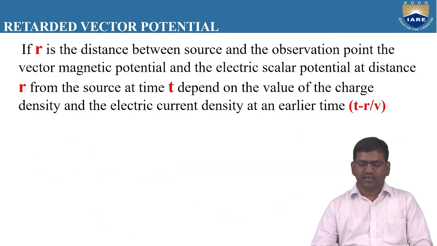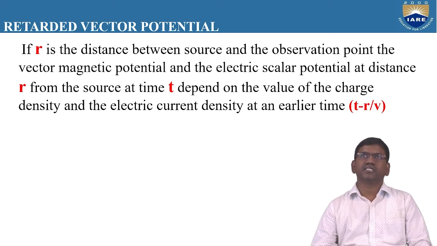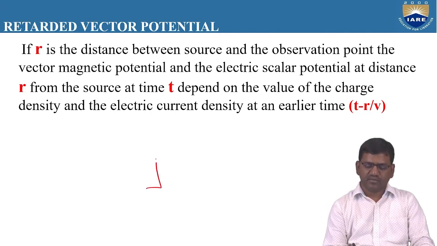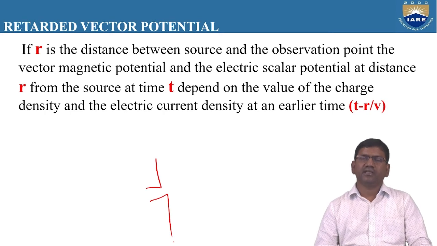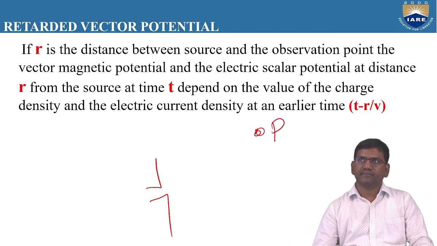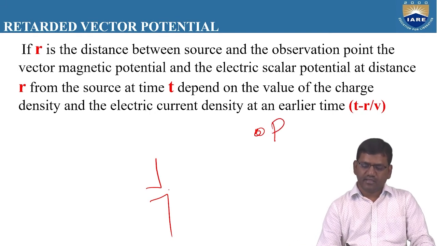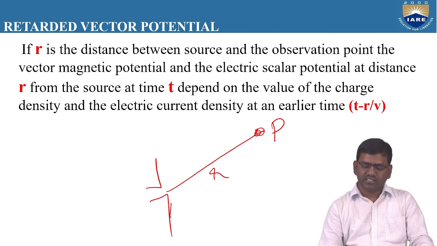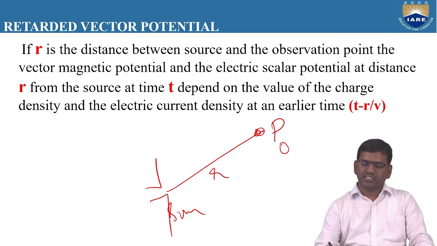Now let us see the concept of retarded vector potential. Suppose r is the distance between the source and the observation point. Suppose, for example, this is a dipole antenna, and here there is an observation point, let us consider this as P. This is the distance r between the source and the observation point. Here we need to calculate the potential at this point P.